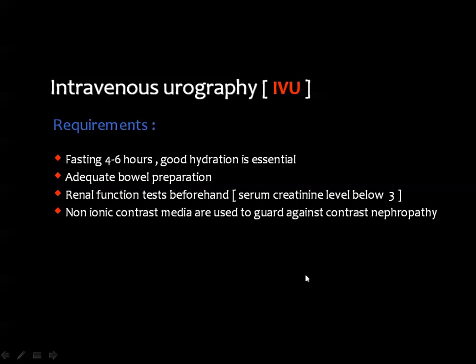The intravenous urography requires injection of contrast media. The patient should fast for about 4 to 6 hours, and then we ensure adequate bowel preparation similar to the plain UT, and we also should ensure a good renal function before injecting this contrast material.